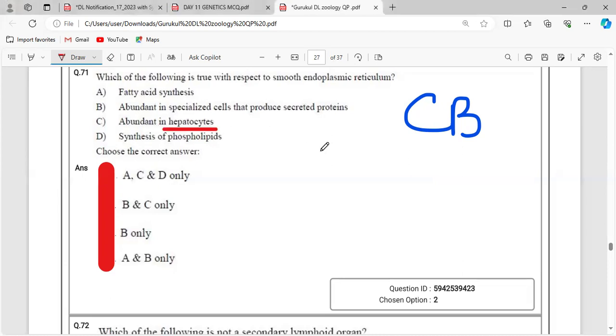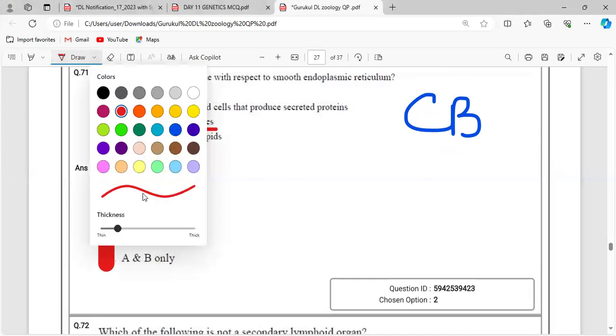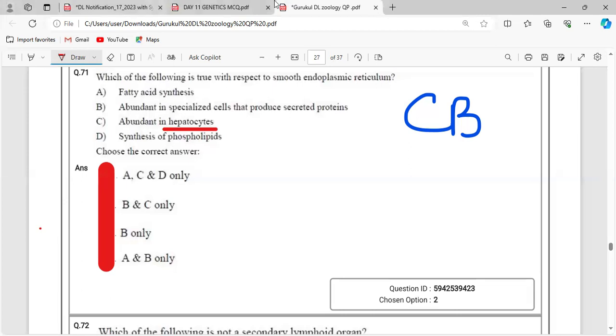What is meant by hepatocytes? Very good. The cells present in the liver are called hepatocytes. And what is the main function of liver?